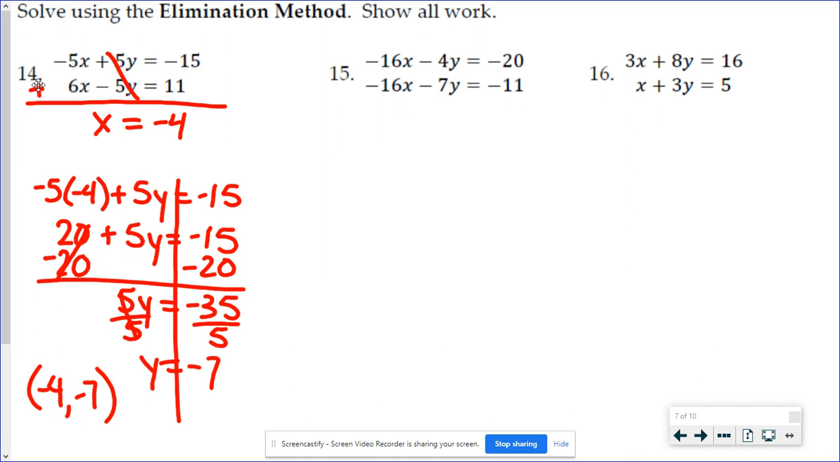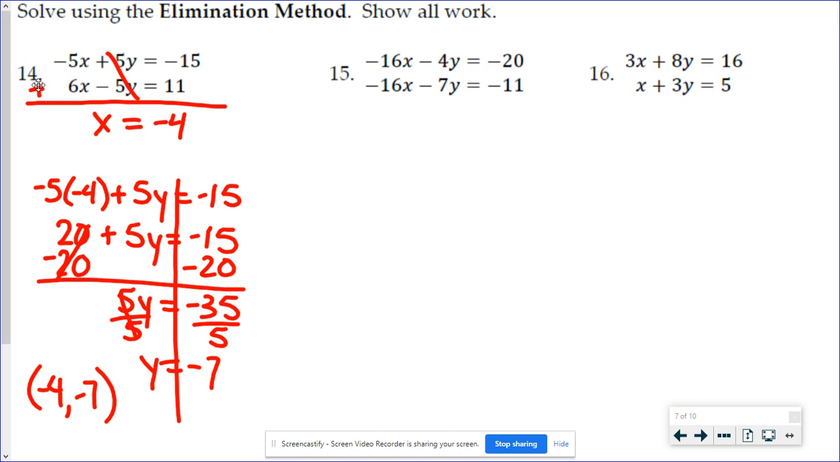In number 15, this time I don't have opposites. If I would just add my two equations together, nothing would go away. Some people do this kind of a problem as a subtraction, as I've mentioned in class, but I don't usually like to do subtractions. I see too many students make mistakes with that. So I'm going to multiply one of my equations by -1. That would change one of my -16x's into a +16x.